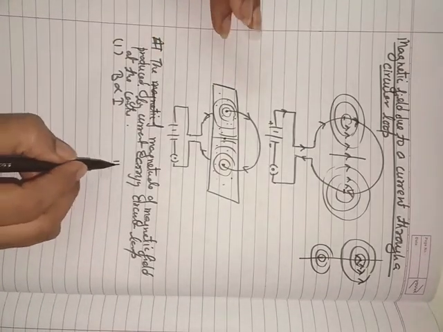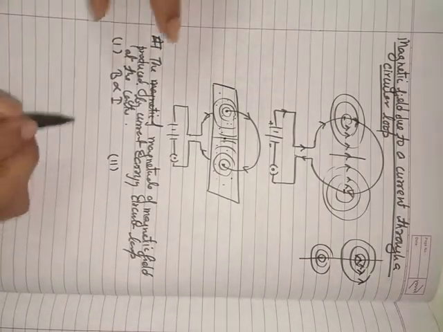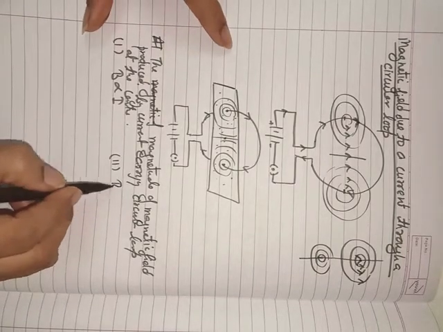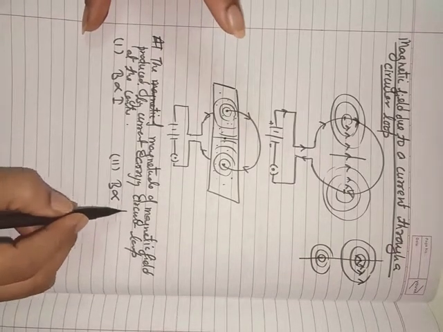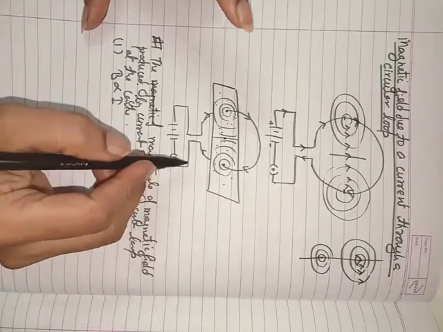And the second factor on which it depends is that the magnitude is inversely proportional to the radius of this coil.